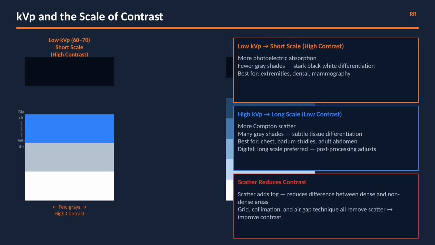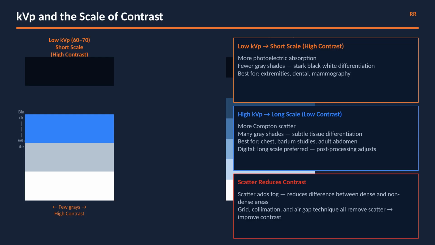The left bar represents low kVp, 60 to 70 kVp. Short scale, high contrast. Only a few gray shades are visible: stark black, a few intermediate grays, and white. The transition between black and white is abrupt. This is the short scale, few gray levels, high contrast.